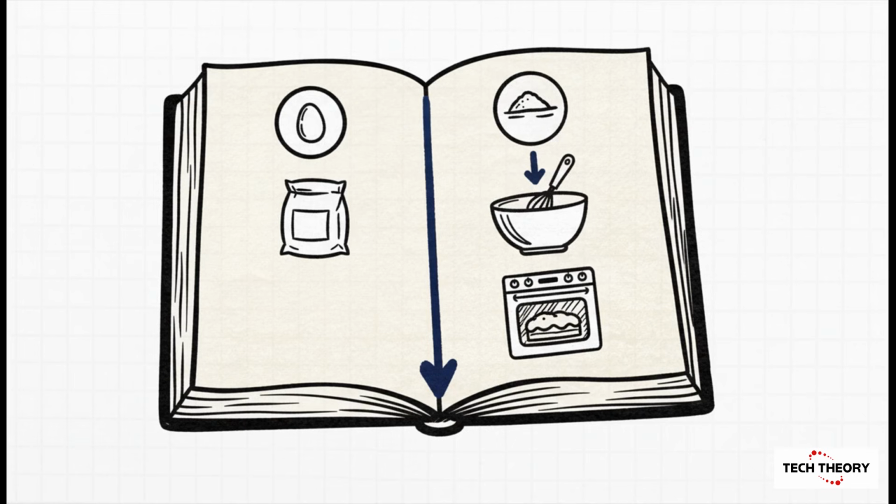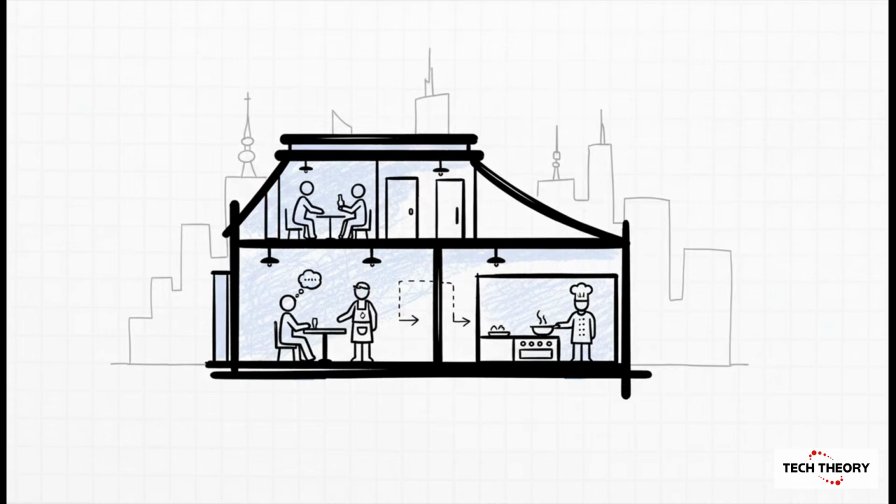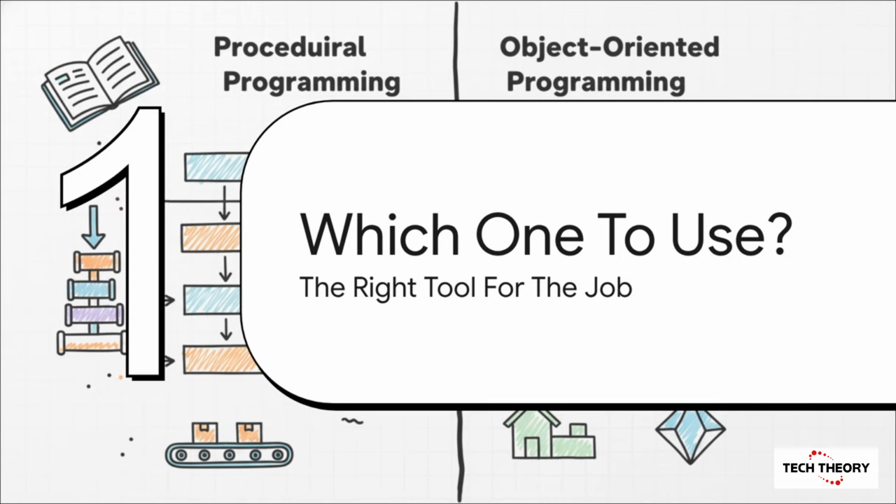So look, if you remember just one thing, let it be this. Procedural programming is that single, detailed recipe. It's linear, it's direct, and it's perfect for one specific task. And OOP, well, that's the entire restaurant. It's a whole system of independent parts that all work together, and it can handle complex orders and scale up to serve a whole city. Okay, so we've gone through the philosophies, we've seen the pros and cons. So the big question is, which one should you actually use?